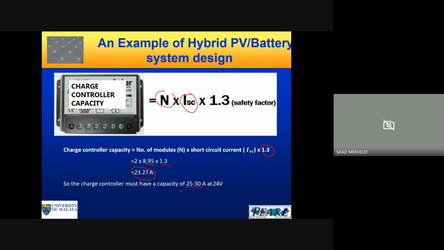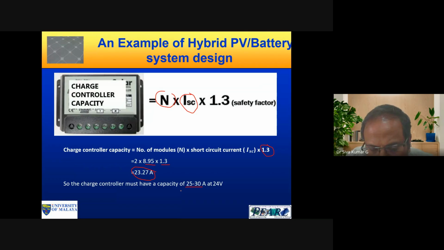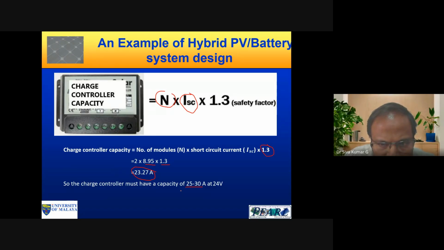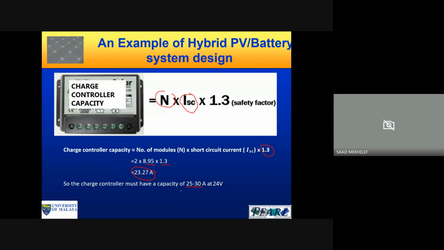But this charge controller doesn't have the capacity of 23.27, right? Is it required to have the rating of the charge controller? Yes, because with different charge controllers, you have a different number of batteries and a different number of panels. For example, if you are using 10 panels, you need a different charge controller, because the charge controller depends on the number of panels.